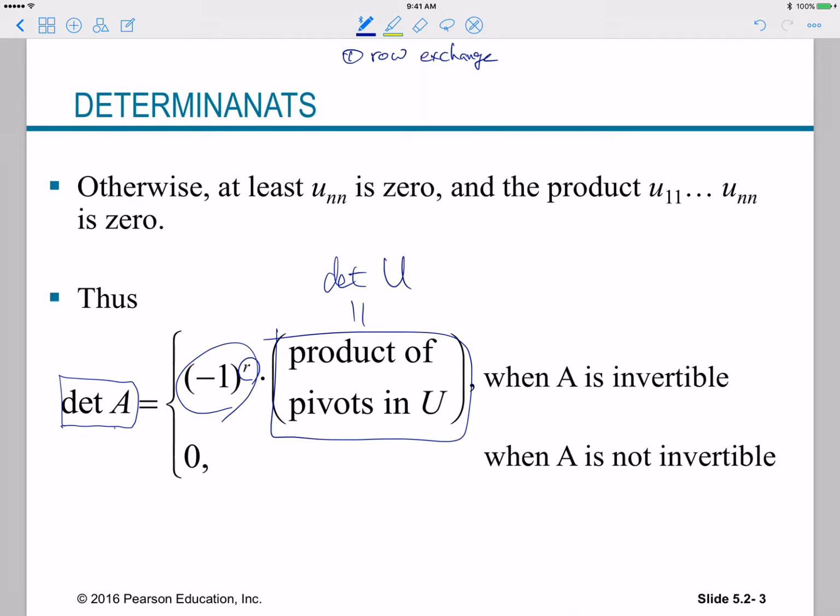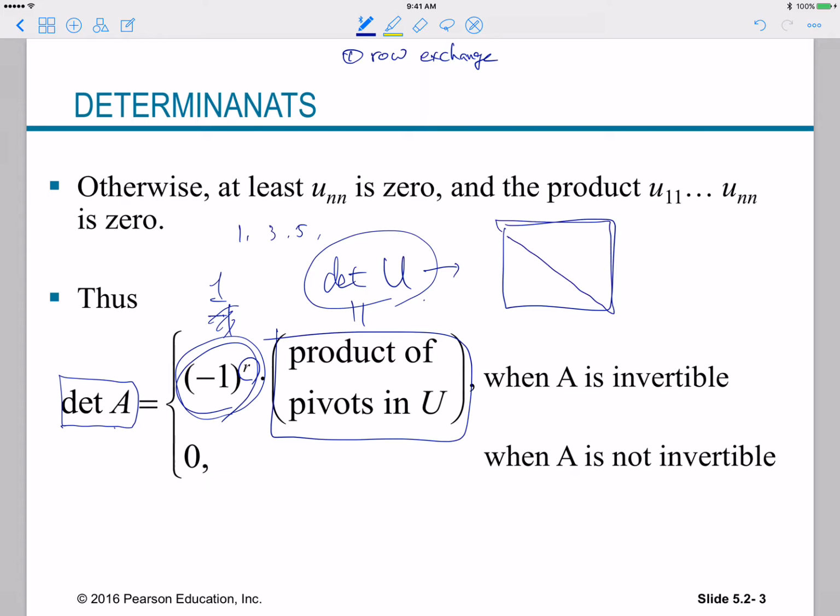Here, r is the number of row exchanges. If it's an odd number, like 1, 3, 5, and so on, it will become minus 1, right? But if it's an even number, it will be just 1. And then, what is the determinant of U? U, which is our echelon form, has this upper triangular shape, and in this upper triangular shape, we know how to compute the determinant. The determinant is just the product of all the diagonal entries. So we just multiply all of them, and that will become the determinant of U.